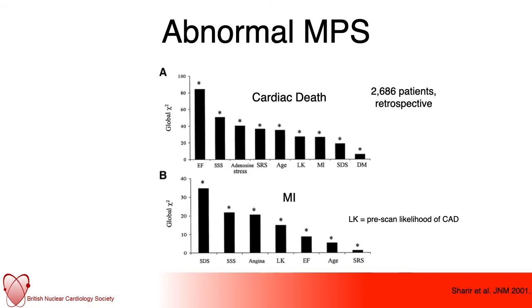And if you then break it down by cardiac death and myocardial infarction in the same study, again retrospective of 2,000, nearly 700 patients, actually, ejection fraction, rather unsurprisingly, was the strongest predictor of cardiac death, followed by SSS, which is sum stress score, which we already know and have discussed in the past. But the strongest predictor of myocardial infarction, again perhaps unsurprisingly, is the sum difference score, so this idea of this ischemic burden, which again is very intuitive but also reassuring to see in the data.